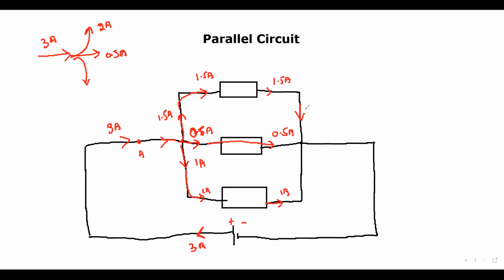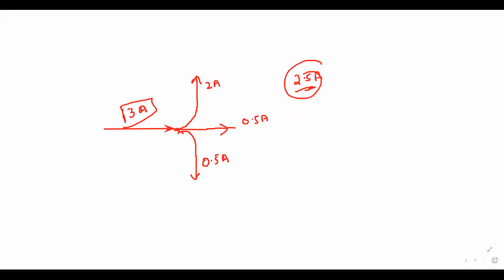And when they rejoin, 1.5 from here, 0.5 from here, and 1 from here, what will be the current? 1 plus 1.5 plus 0.5, so again, they will make 3 ampere. As a result, the same 3 ampere will leave the circuit. So the total current which enters the circuit is always the same as the total current leaving the circuit, but between the components, the current will divide in a parallel circuit. Is this example clear? The total current entering the circuit should always be equal to the total current leaving the circuit.